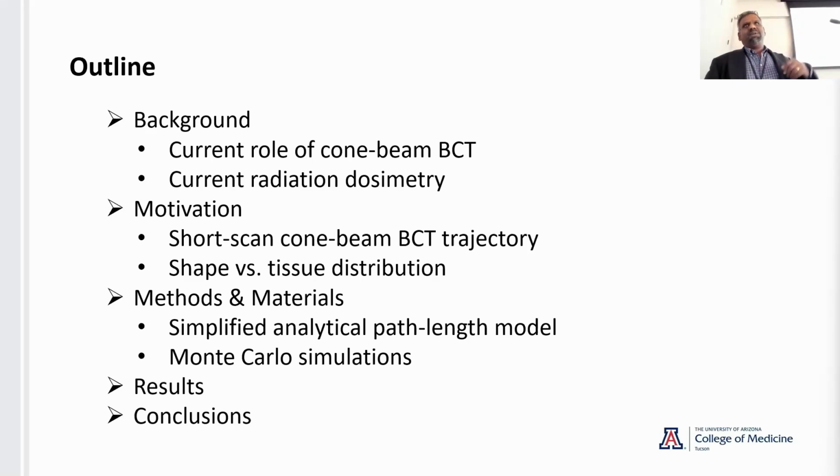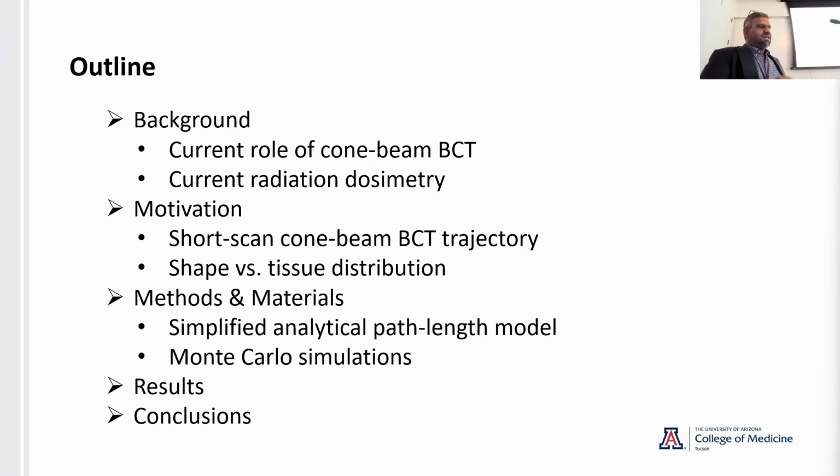So the question came up, where do we start? What's the start angle? What's your end angle for acquisition? So what's your trajectory that we need to do? And then the next question we had was looking at the breast shape varies between patients. So how does that shape affect the dosimetry? How does the distribution of fibroglandular tissue within the breast affect dosimetry? So that's the secondary motivation.